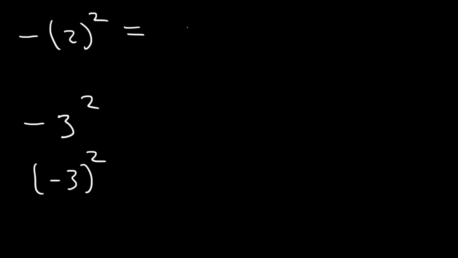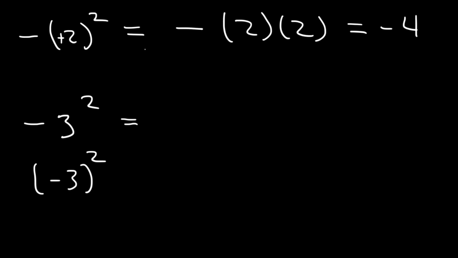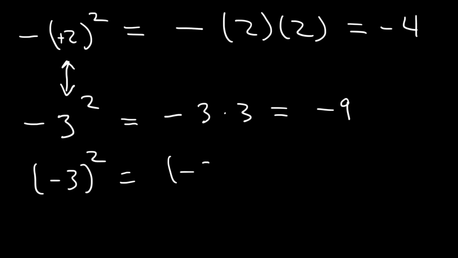So above we have a negative and we're multiplying two 2's. The 2 is positive and we have two of them. So 2 times 2 is 4, combined with a negative sign, that's negative 4. These two expressions are equivalent. So this is negative times 3 times another 3, which is negative 9. On the bottom we have two negative 3's multiplied to each other. Since the negative is inside the parentheses, it's affected by the exponent. Negative 3 times negative 3 is positive 9. So make sure you know the difference between those expressions.